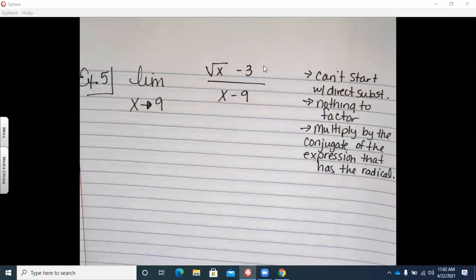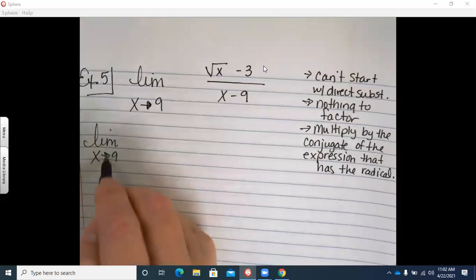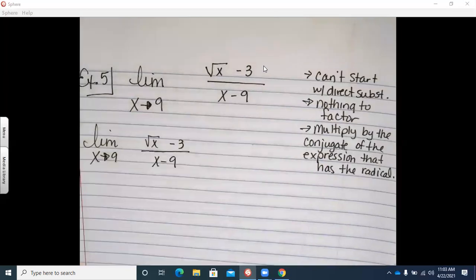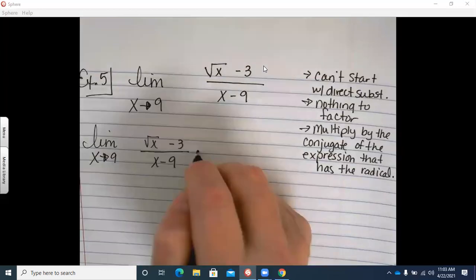So I'm going to rewrite my problem. Again, I like to know in my notes, what was the original problem? Because sometimes you just write the first step. You don't rewrite the problem. When you go back and look at your notes, you're like, was this the problem? Or did I already start simplifying it? So the numerator is what has the radical in it. So what is the conjugate of the square root of x minus 3? The square root of x plus 3. Very good. So we'll multiply by the square root of x plus 3, and that plus 3 is not under the radical, over the square root of x plus 3.